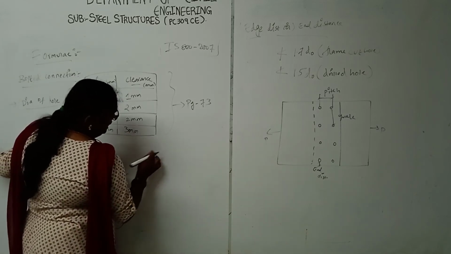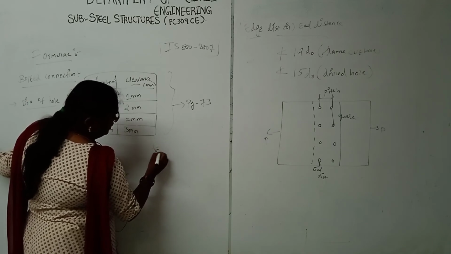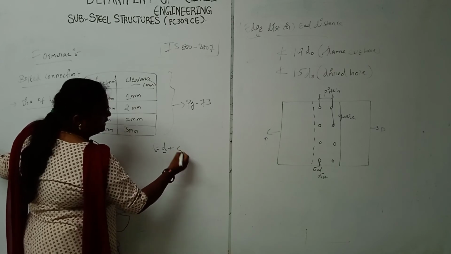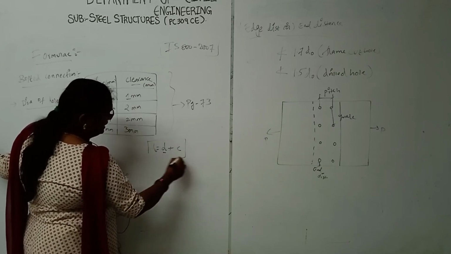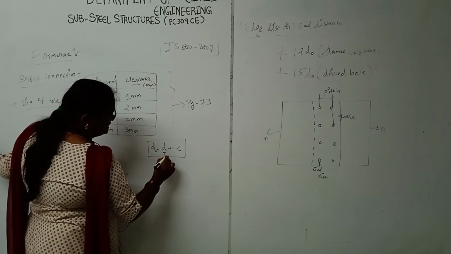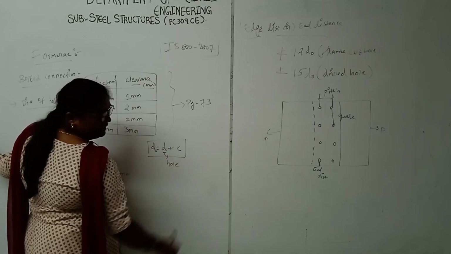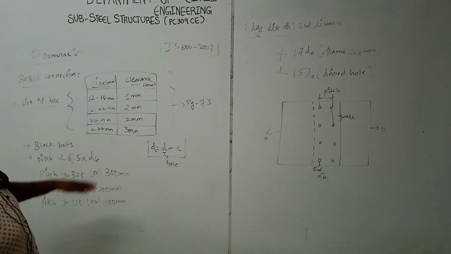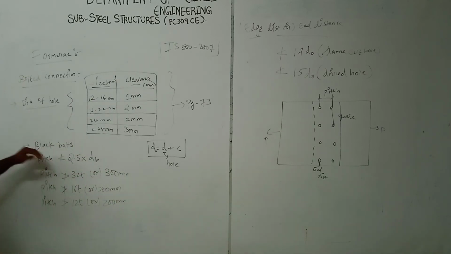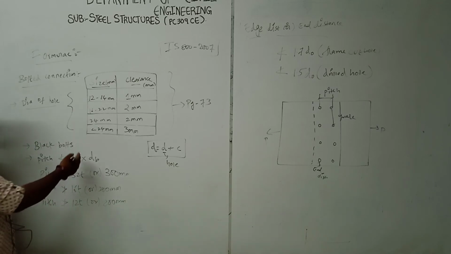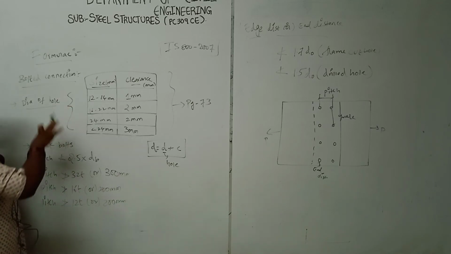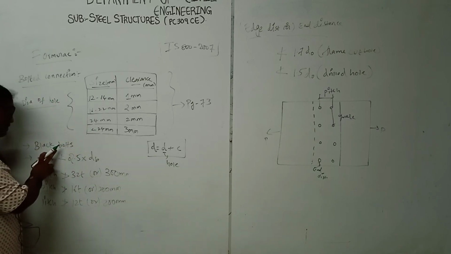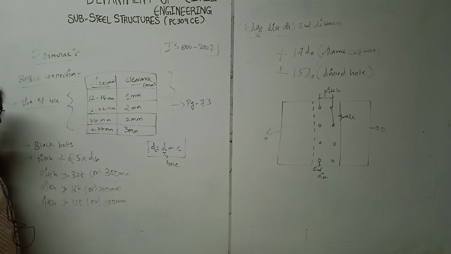So here effective depth D naught is always dia of hole plus clearance. Dia of the hole plus the clearance will give you the D naught. Next, we will be using all black bolts. Whatever the requirements, recommendations and coded parameters that I have given are all for black bolts.